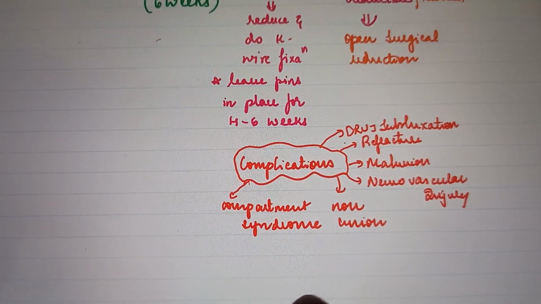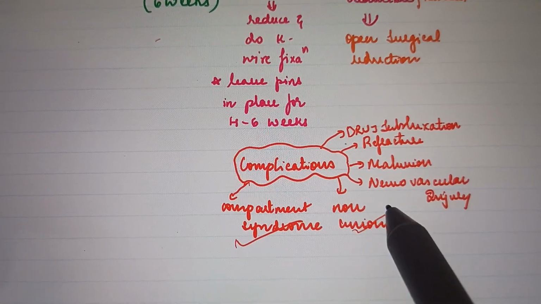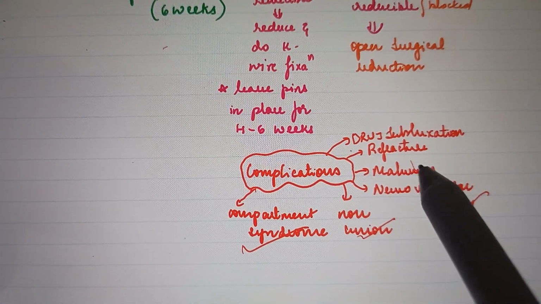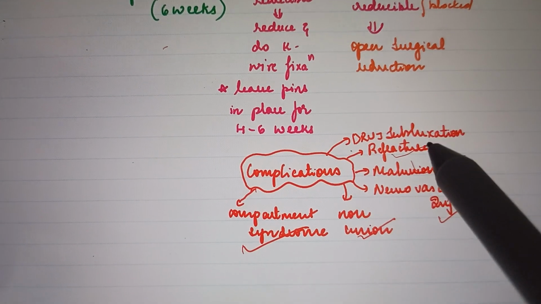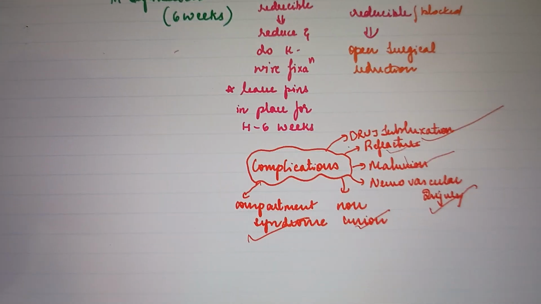Then comes complications. One of the complications can be compartment syndrome, non-union, neurovascular injury, malunion, chances of refracture also is there, and distal radioulnar joint subluxation.